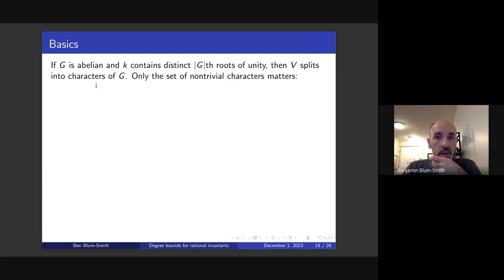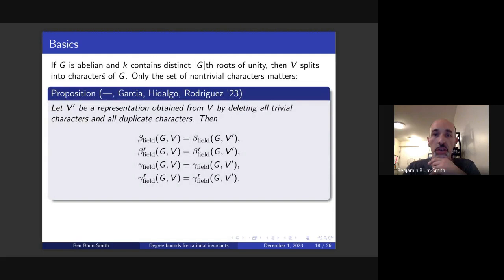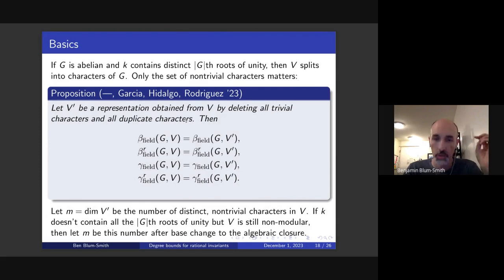In the case where G is abelian and non-modular, after base changing to where we split the representation, it turns out that only the set of non-trivial characters matters, not their multiplicities, and trivial characters don't matter at all. So you can imagine a representation where you've deleted all the trivial characters and deleted every duplicate copy of any other character, and none of these numbers change. So just introducing notation, let M be the number of distinct non-trivial characters.